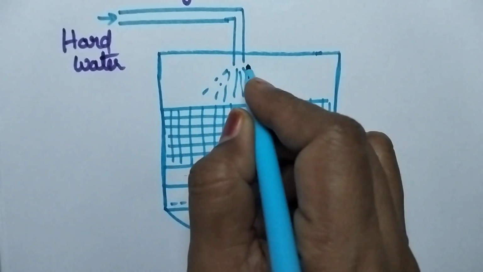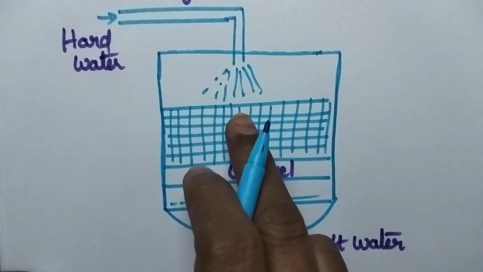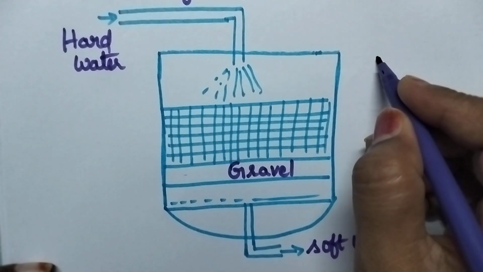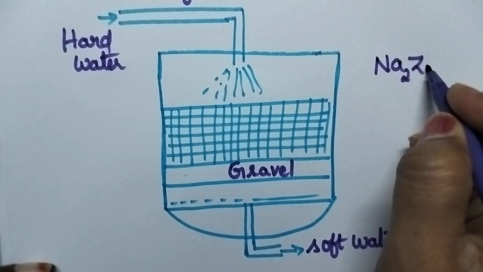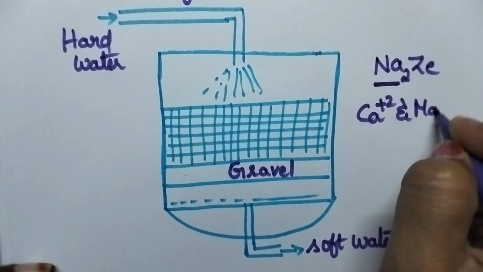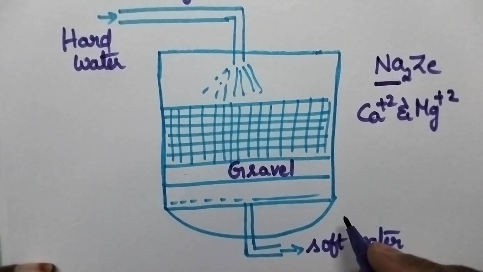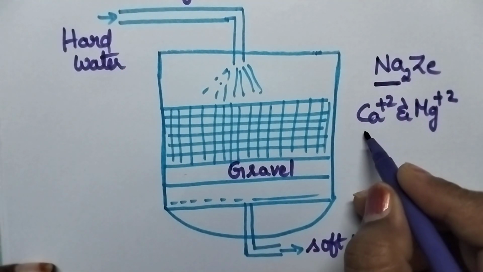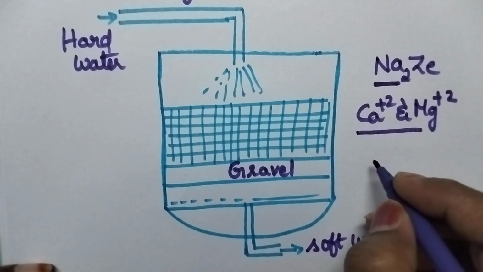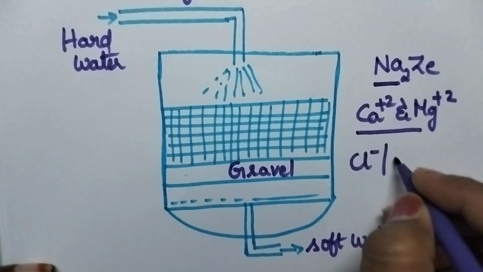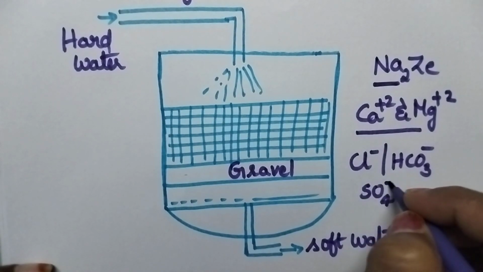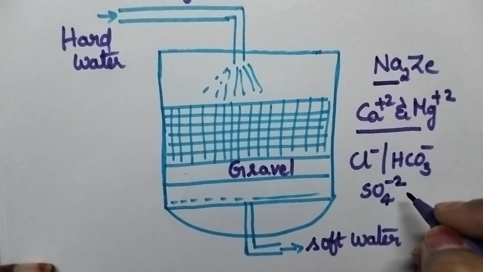Whenever the hard water is passed through the zeolite bed, it is capable of exchanging its sodium ions with calcium and magnesium ions present in the hard water. And always remember one fact, it removes only cations from the hard water and it leaves the acidic groups chloride, bicarbonate and sulfate as such in the treated water.